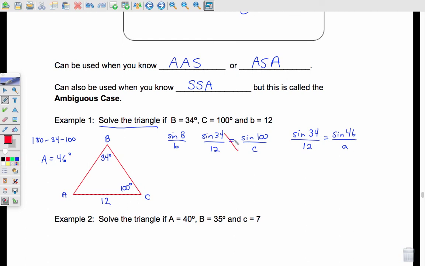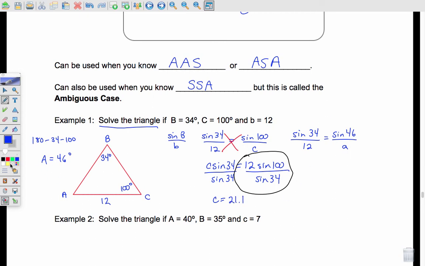We have two proportions equal to each other. We're going to use cross multiplication. So C times sine 34 equals 12 sine 100. So start by cross multiplying. I want to solve for C. So to solve for C, I'm going to divide by sine 34 on both sides. This is going into my calculator. And when I put that in my calculator, I get 21.1.